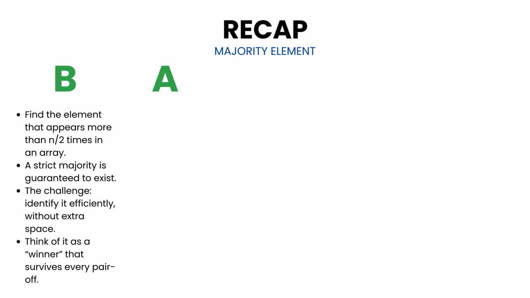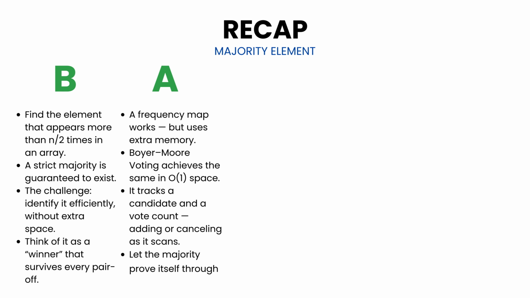Assess recap. We compared two main approaches, using a hash map for frequency counting versus the Boyer-Moore voting algorithm. Both run in O(N) time, but Boyer-Moore uses just O(1) space, elegant, efficient, and the clear interview favorite. It tracks a candidate and a count, adjusting as elements vote for or against it.